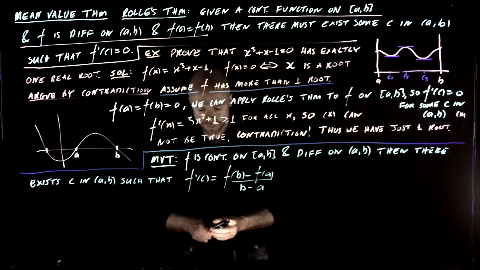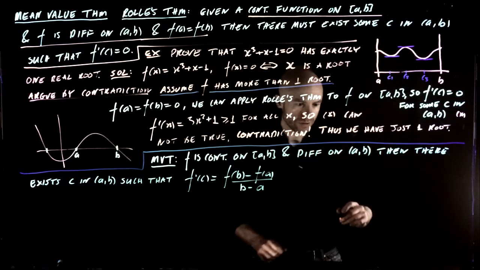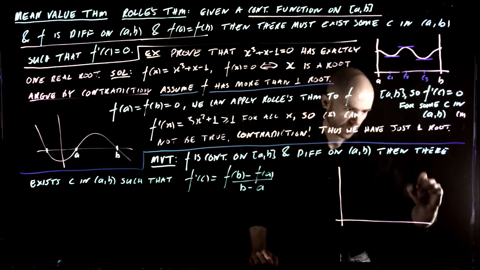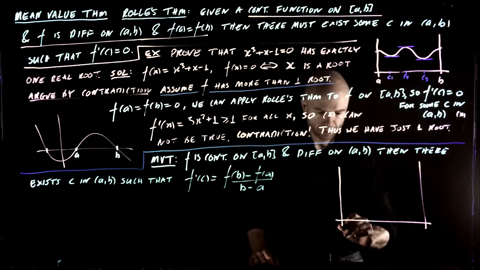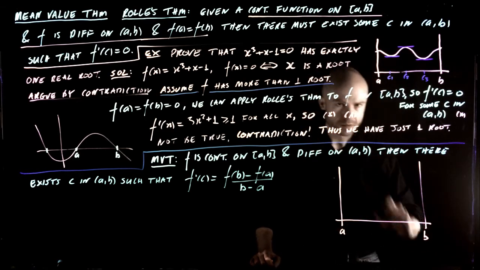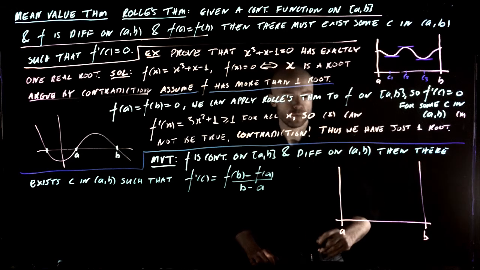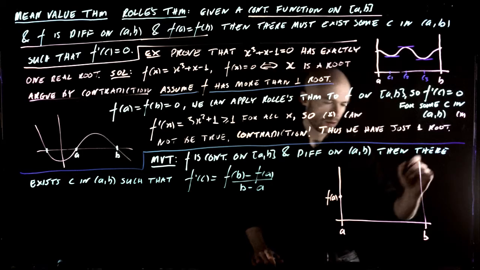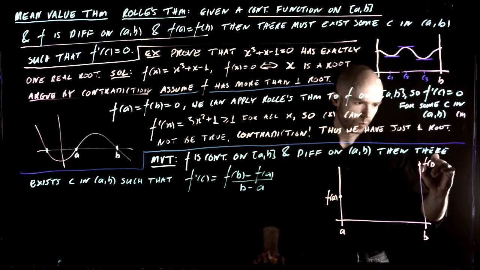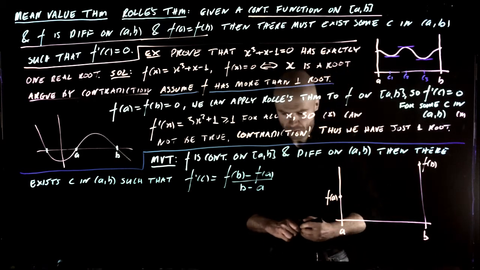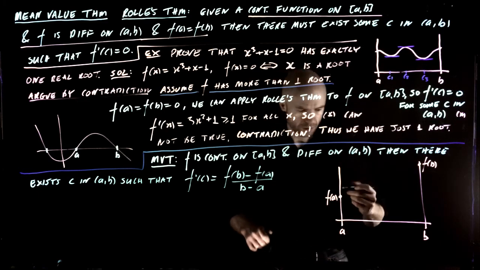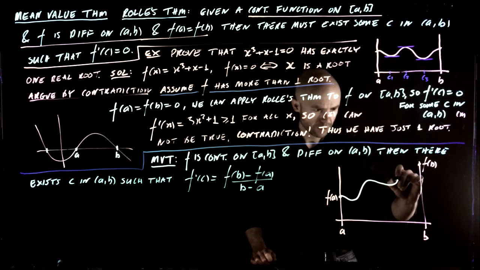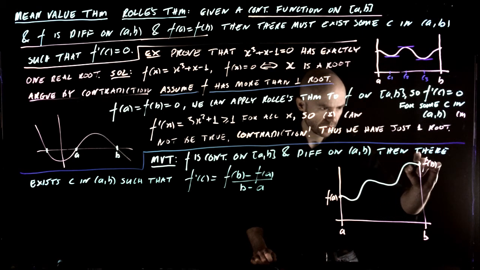Okay, so let's draw a picture. The difference between Rolle's theorem and the mean value theorem is that we don't have this assumption that f of a equals f of b. So if we are here at f of a, and suppose we are here at f of b, then what does the function do? It's going to go up and then go down and then go up and then go down and then maybe go down like this.